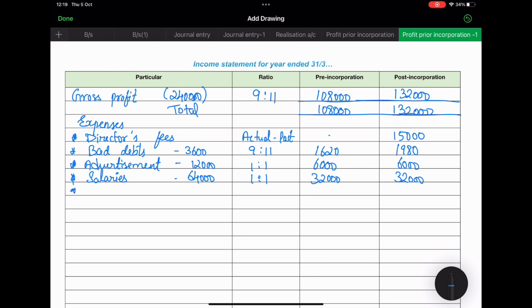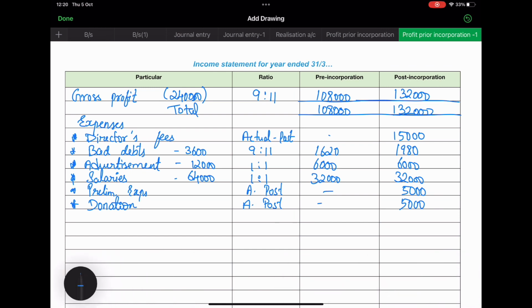Next, preliminary expenses and donation to political party are full and full related to actual post incorporation. So preliminary expenses is related to actual, post, 5,000. Next, donation is also actual post, 5,000. In the question we don't have any other adjustments, so this is regarding the expenses.